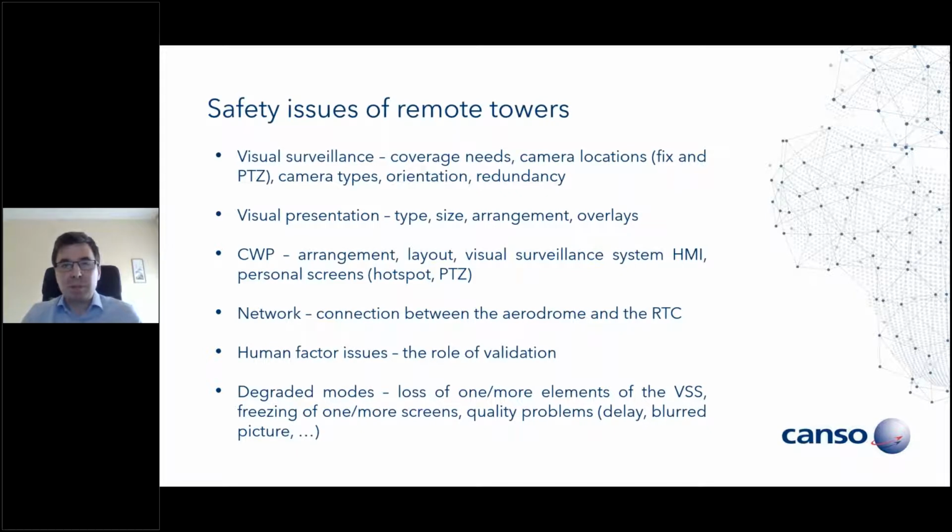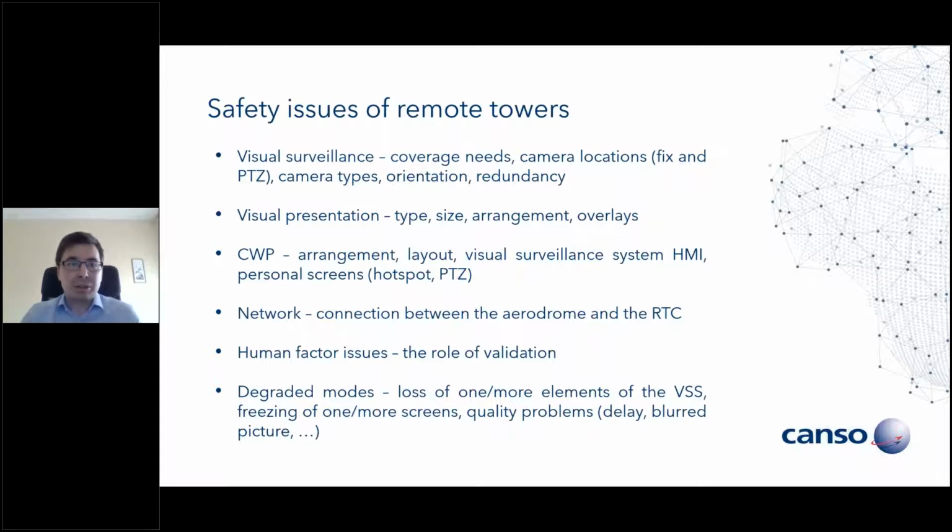The question of visual presentation, the type of it, if we choose a video wall or a panorama, size, arrangement, and overlays of it, like I mentioned in the last slide, is also an interesting question. The controller working position and the visual surveillance system HMI should also be assessed and evaluated based on human factor requirements to provide a good system for the operators.